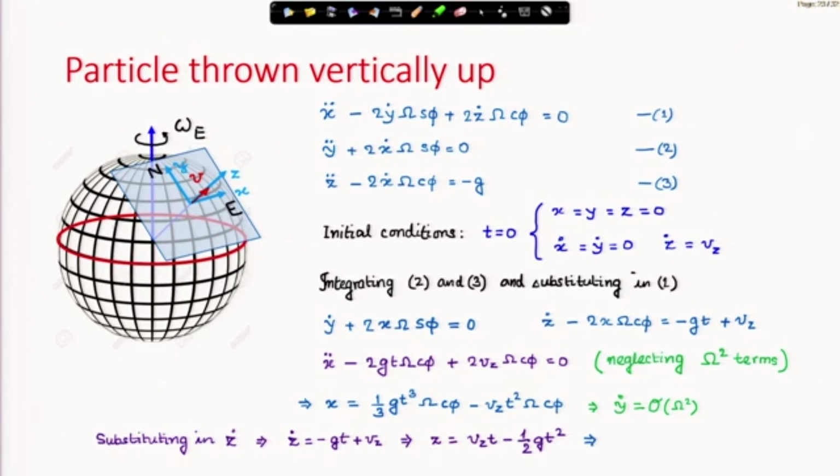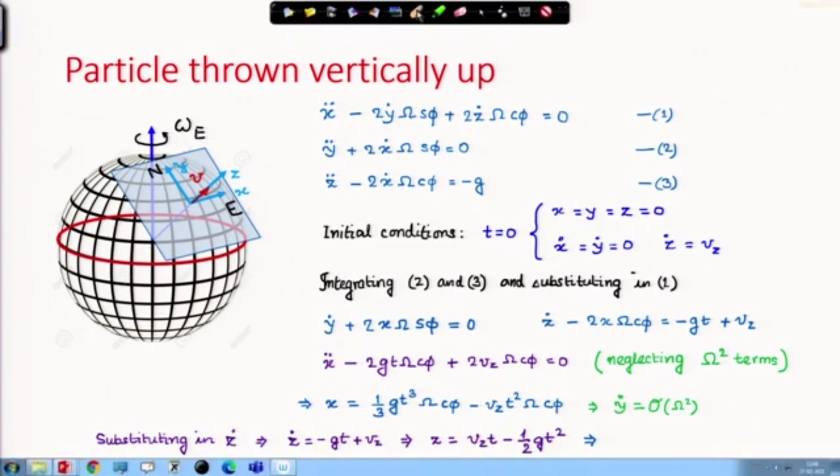But what is now interesting, the new information that has emerged is this, that x coordinate is changing, which means the particle is going to move either east or west. I mean, that depends on this expression. Let us see that.